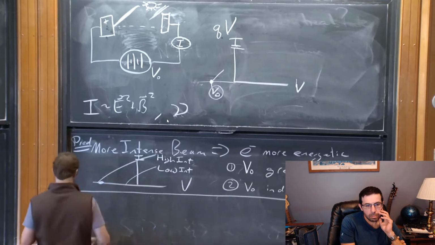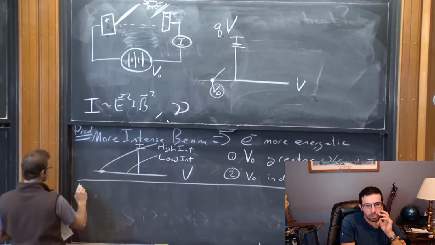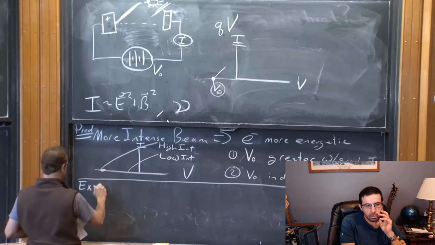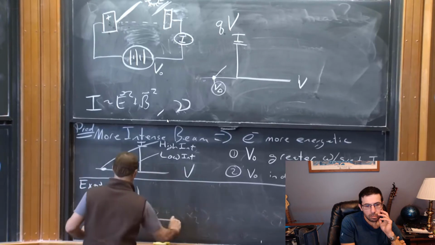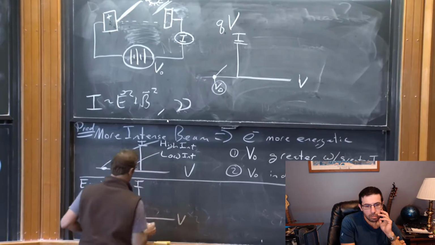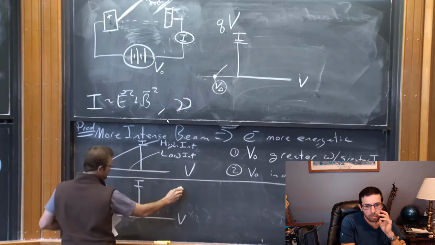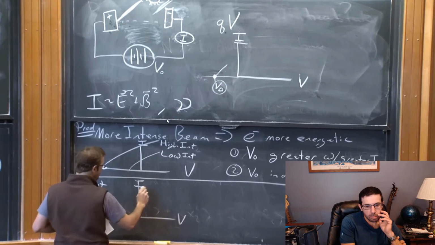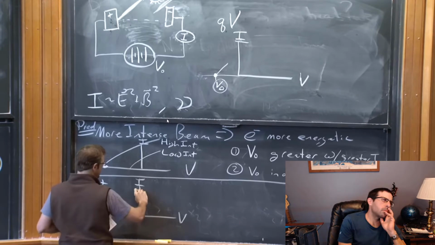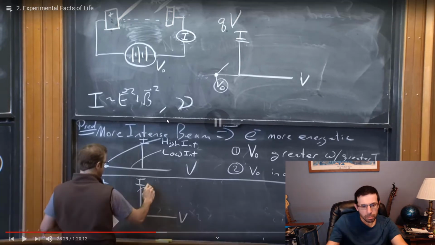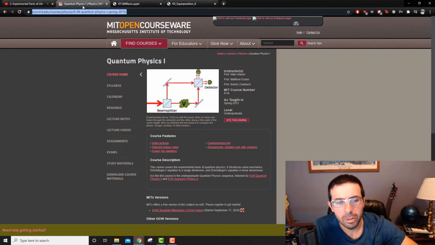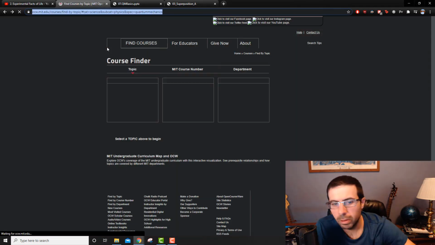But this is 804. And here's what the experimental results actually look like. So here's the intensity, here's the potential. And if we look at high potential, it turns out, if we look at intermediate potentials, it's true that the high intensity.